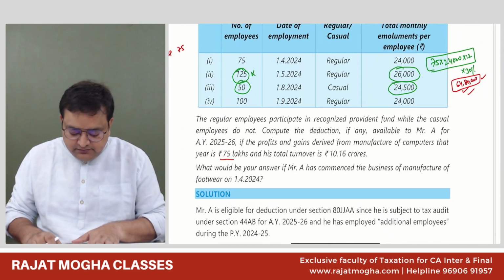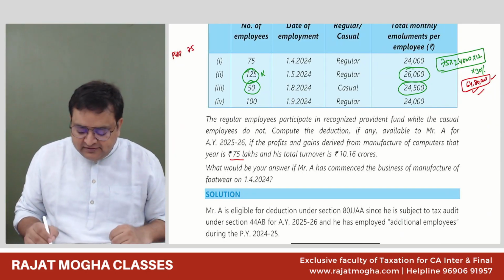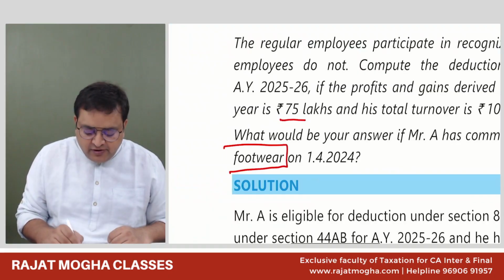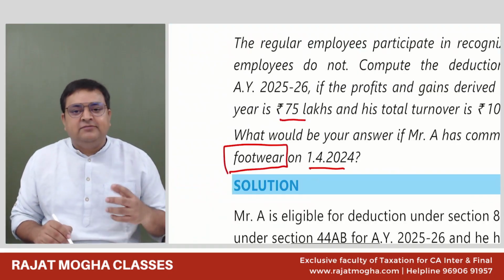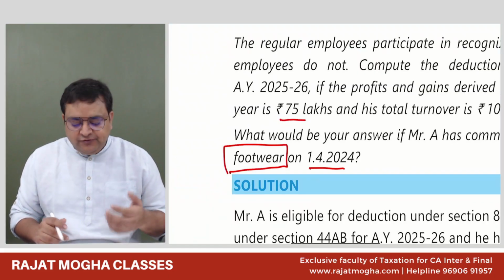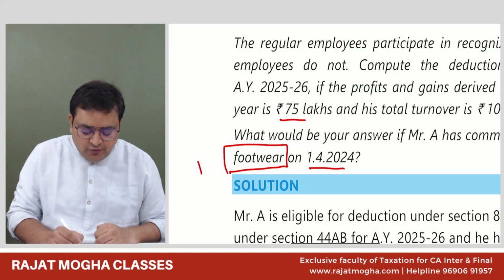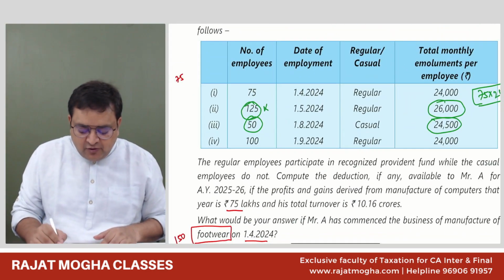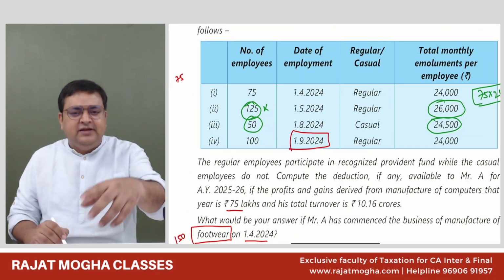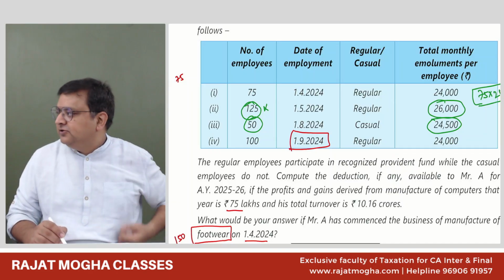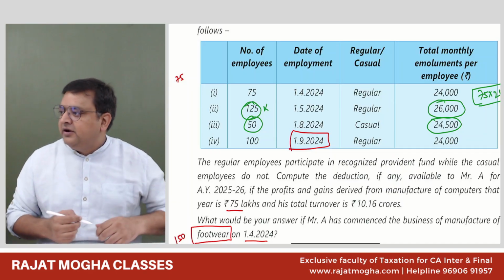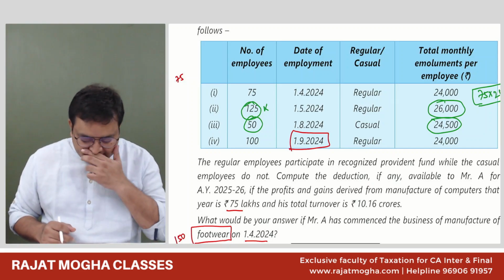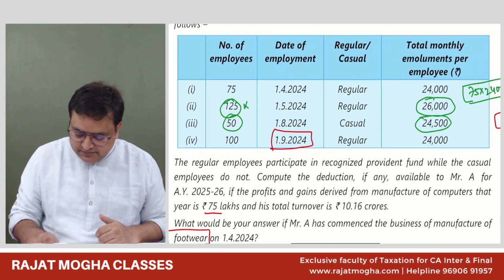Now, they are asking what would be your answer if Mr. A has commenced the manufacture of footwear? So what would have been your answer in that case, if he has started the business of footwear? We understand for footwear, we don't take 240 days, we take only 150 days. So in that case, these employees would also have been eligible because they were coming approximately 210, as you told me. So this would also be eligible. So in that case, what would have been the answer?